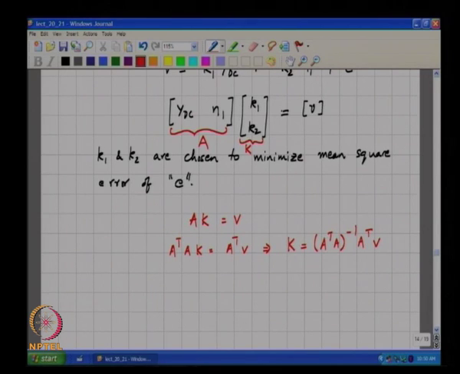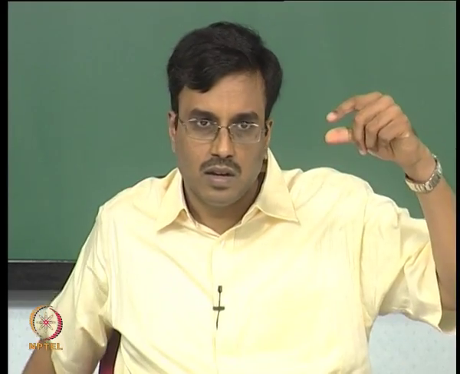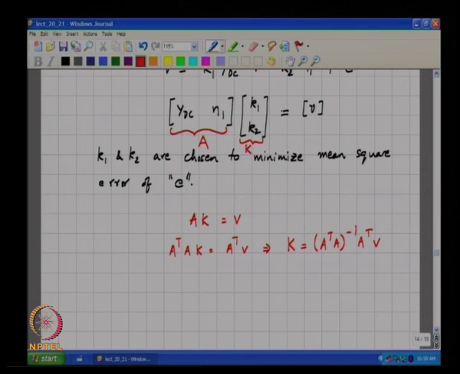All right. This matrix A, will it be a tall skinny matrix or a short fat matrix? It will have more rows than columns, so it will be a tall skinny matrix. Okay. All right. So, K is the least square solution to A k equal to V.